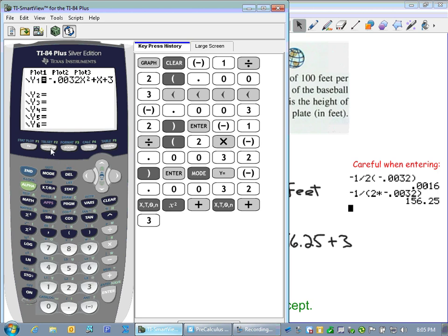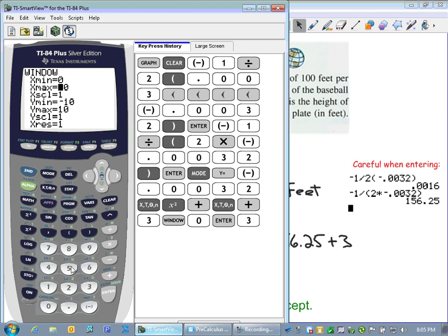So in other words, on my window, if I go to window, my x-min is going to be 0, which will be at home plate. And I want to see what happens from there to, let's say, 350 feet away. And if I need more room, I come back and I change my window. So once you select the x values, I don't even care what the y values are, because I'm going to let the calculator calculate them.